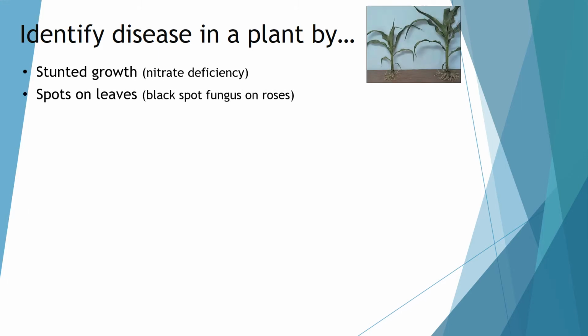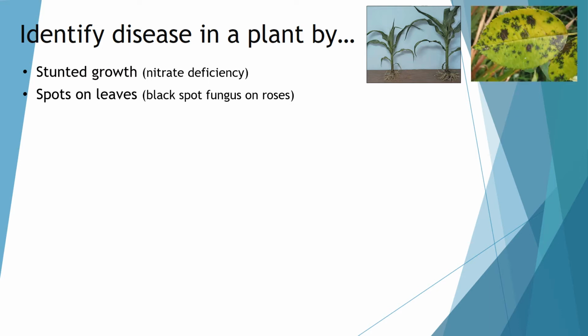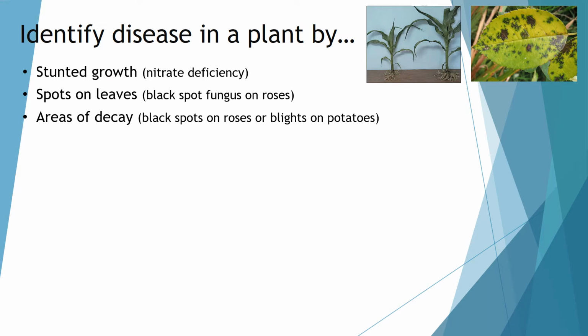So this comes from Trilogy. If we have spots on leaves, the chances are they've probably got black spot fungus. That's usually on roses, and that's the one that I said looked like it had chlorosis as well. And this is caused by a fungal infection, fungal spores. Black spots on roses or blights on potato are usually areas of decay.